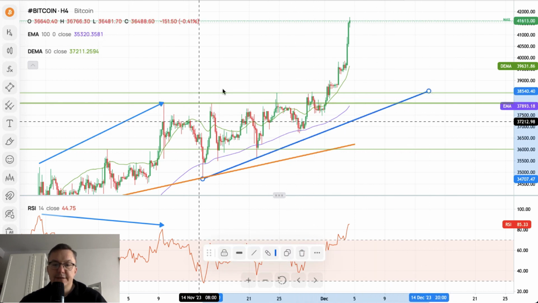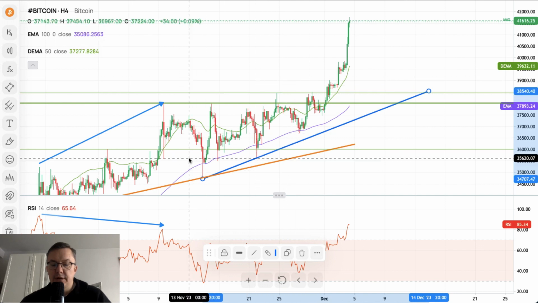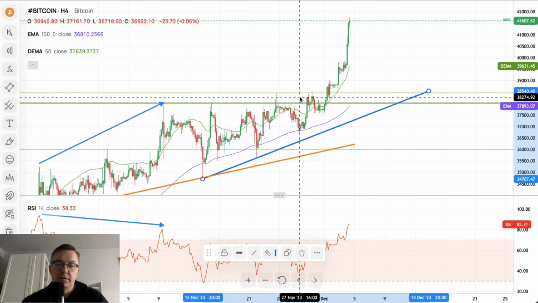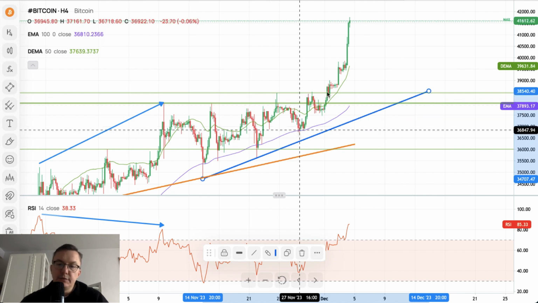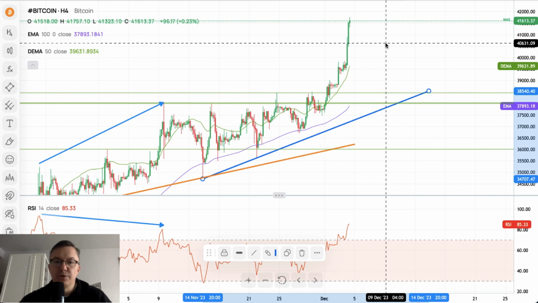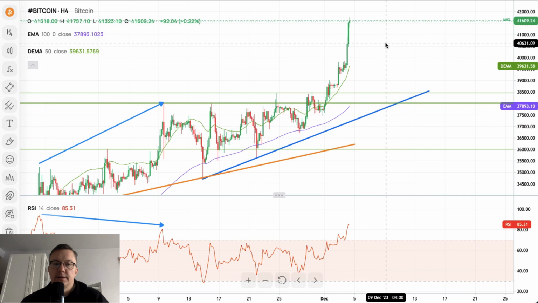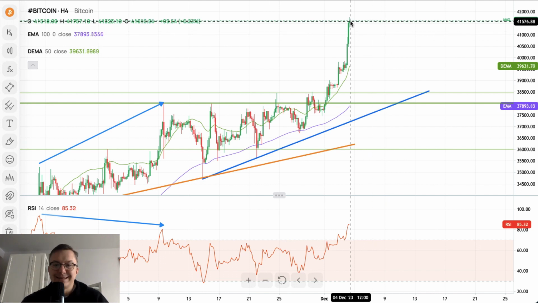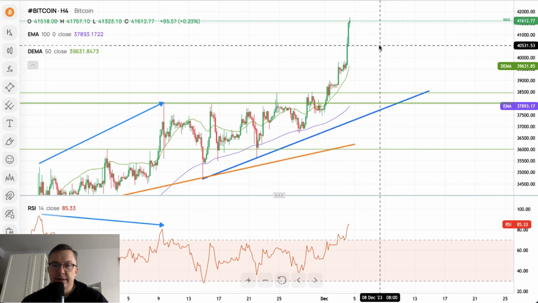What we had here was some kind of a pattern here. You can see the triangle or bullish pennant, and then we got the burst to the upside. We targeted $40,000. That was the level of the technical level. Right now it's over the 40,000. It's 41,610. Local high 41,757, and we are moving higher.